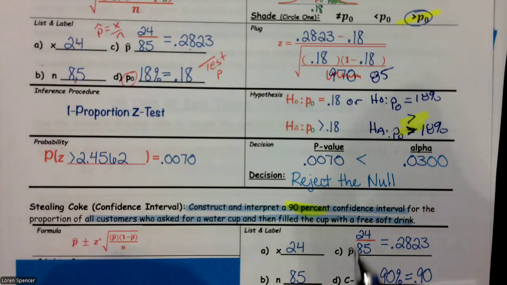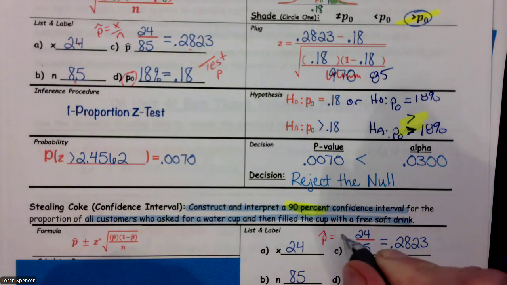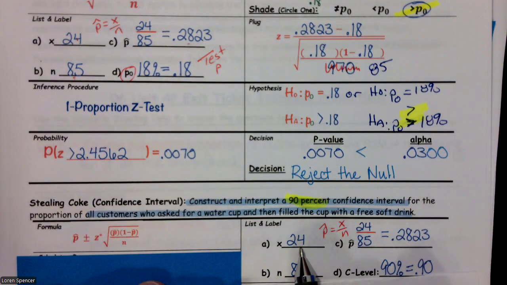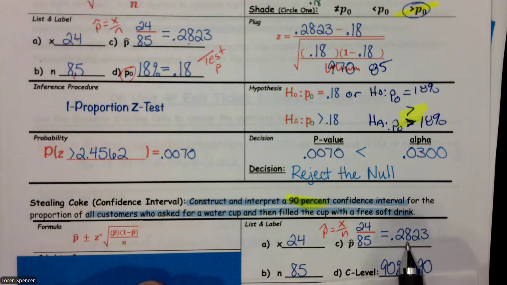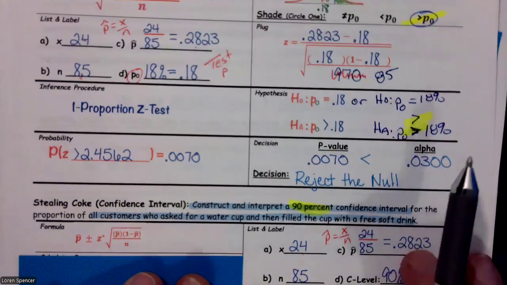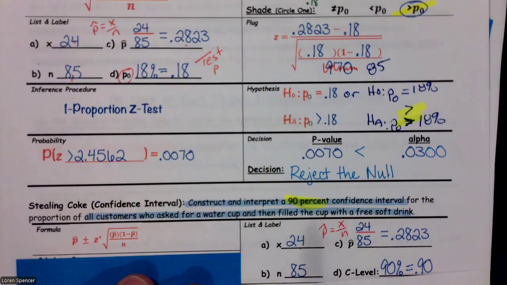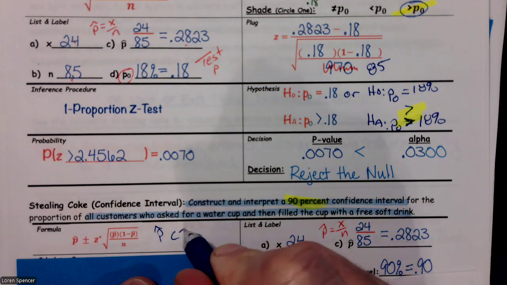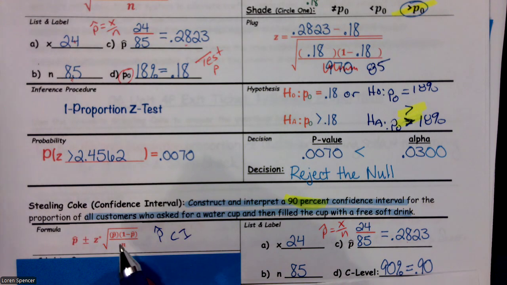I will remind you once again that p hat equals x over n. We've had 24 people taking Coke or soda when they said that they're getting water. We had a random sample of 85 water cups taken, and 24 divided by 85 is 0.2823, which is the same information we had before. All right, so at this point, we have p hat. And please remember, can't stress this enough, when we're working with a confidence interval, p hat is for confidence interval. p is for test, p hats are for confidence interval.